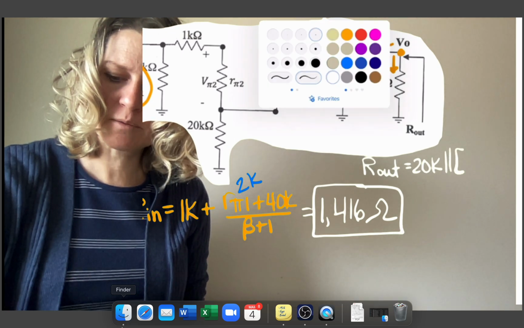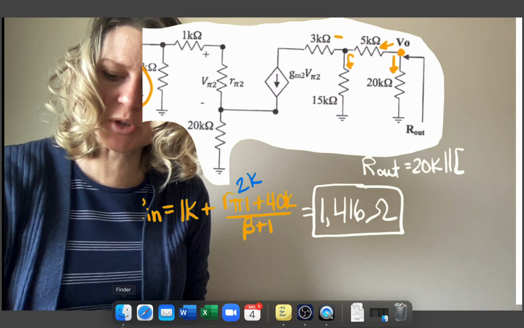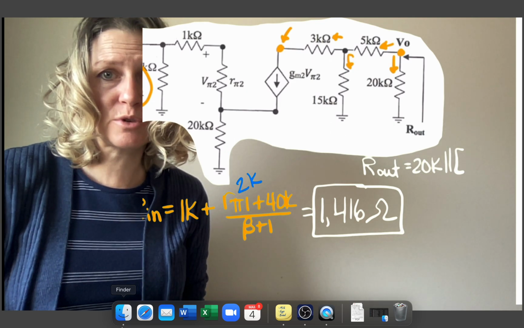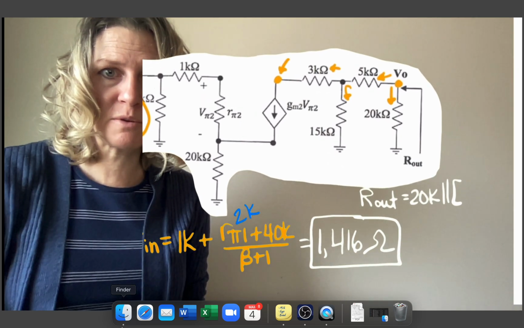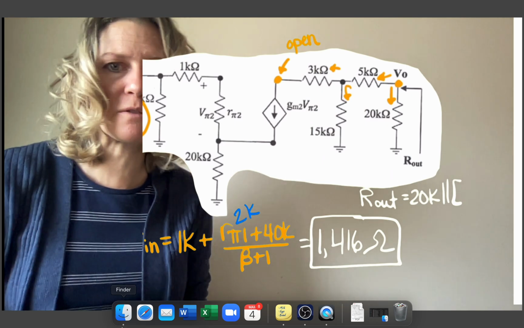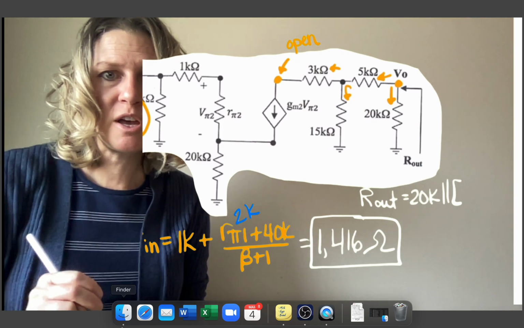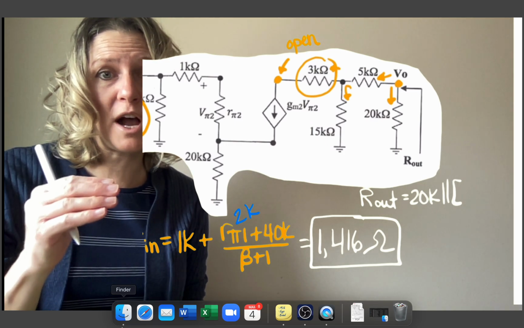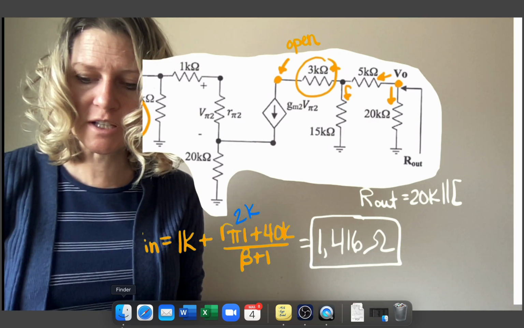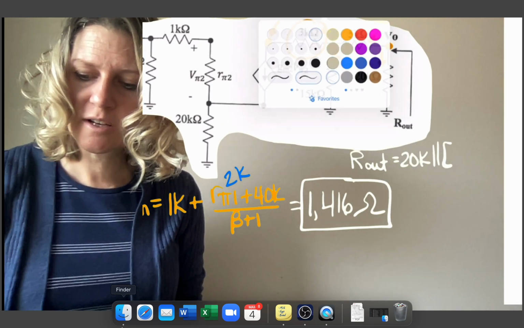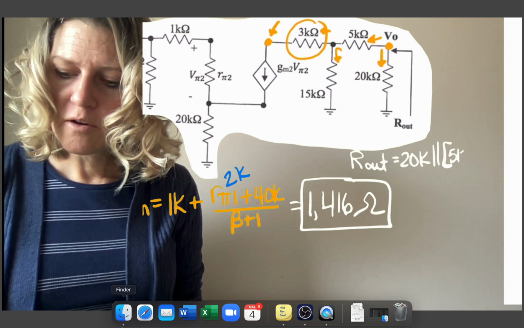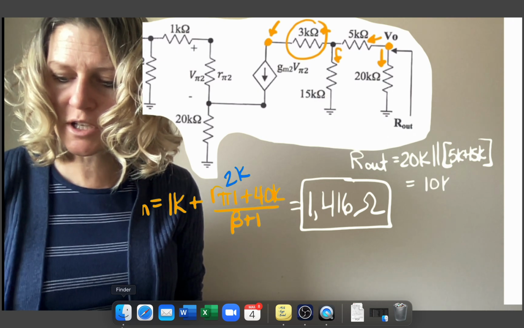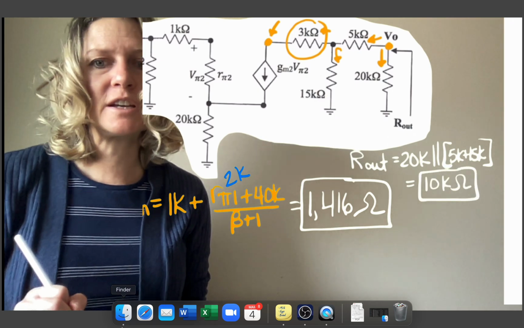And so again, we go here and we have a split. And as we go through the 3K, we see that we're on the top of this dependent source. And to prove that that is an open, remember to go back and look at the Thevenin equivalent for the dependent sources. So looking at that from the top is an open, so we can ignore the 3K as a floating wire, and therefore we only need to account for the 15K. So that branch will be 5K plus 15K for that to be in parallel. 20K in parallel with 20K is going to give you 10 kiloohms. So our Rout will be 10 kiloohms.